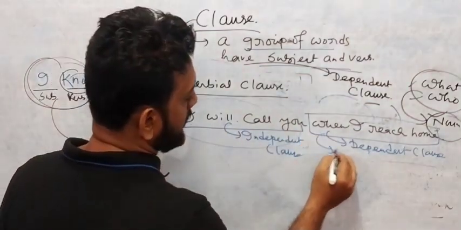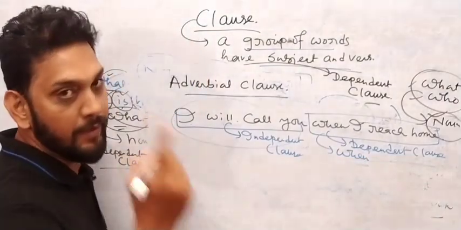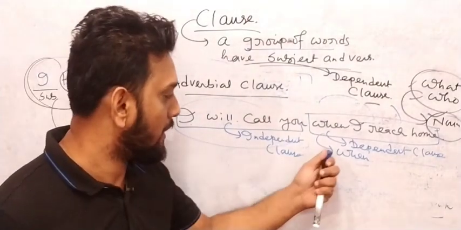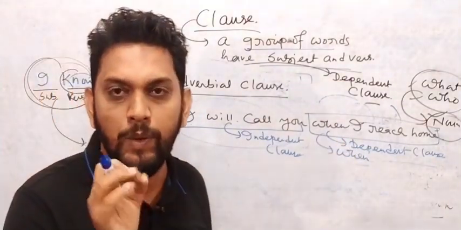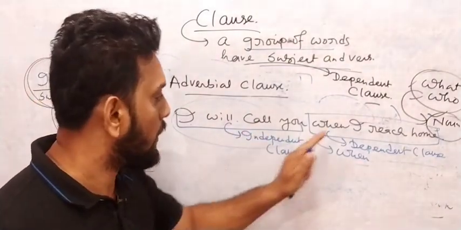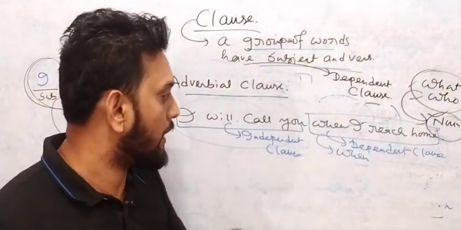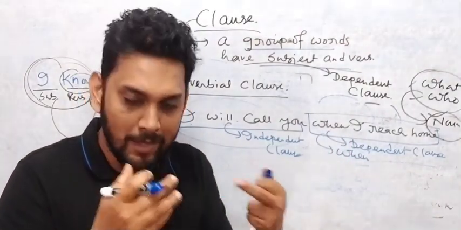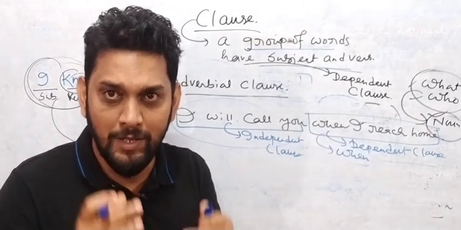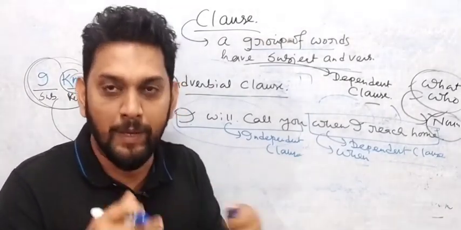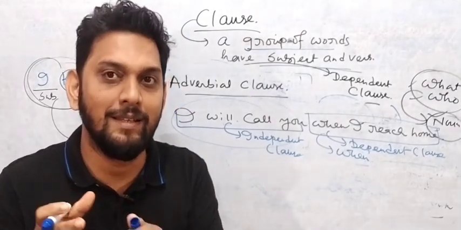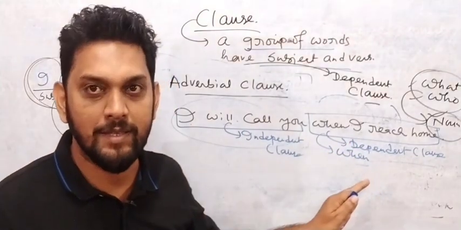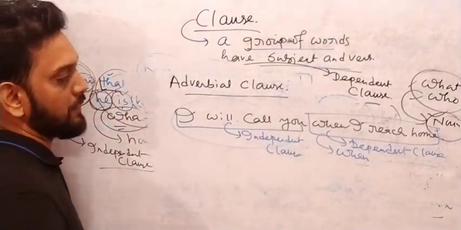I will call you when I reach home. So we got the answer of "when" here. If you ask this question to this clause, I will call you when? I will call you when I reach home. Whenever you get the answer of when, how, in spite of what, in what condition, or why, it always acts as an adverb. So here also, "when I reach home" acts as an adverbial clause. Got my point, my friend? Very good.